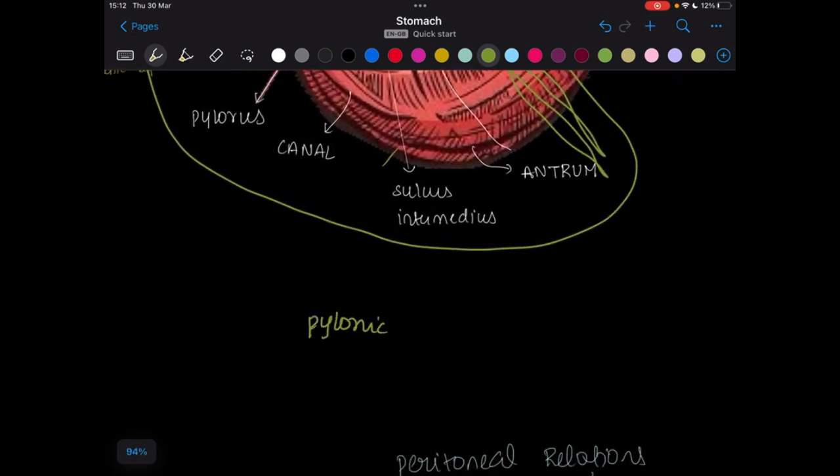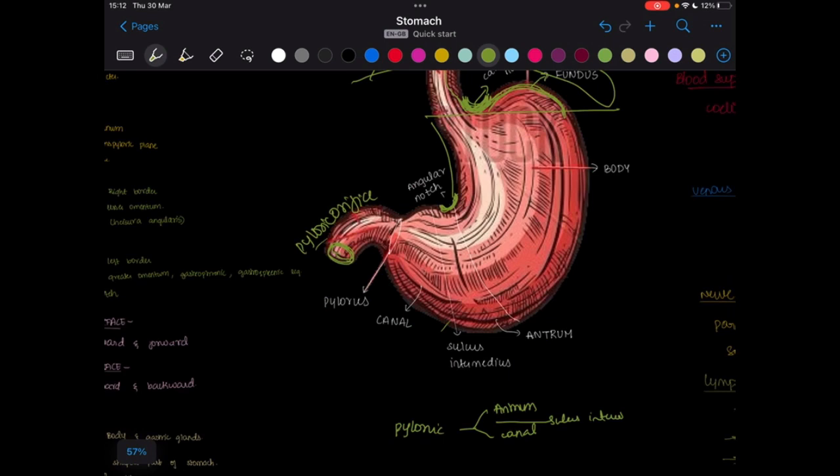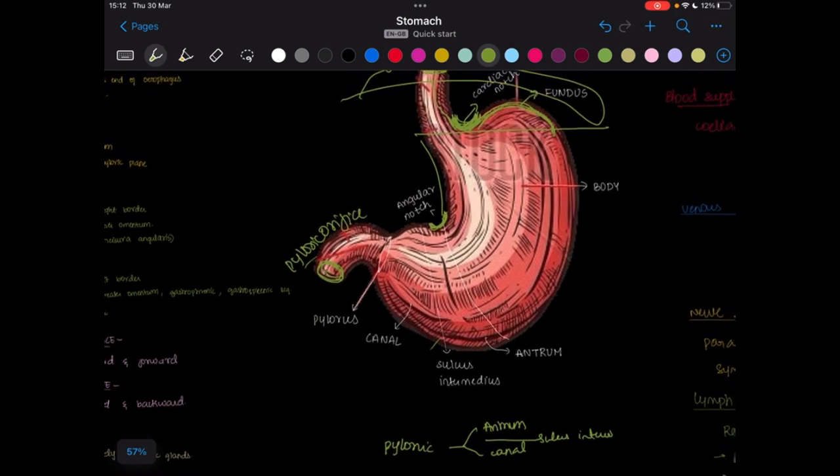This pyloric part is divided into 2 parts, the pyloric antrum and the pyloric canal, which are separated by the sulcus intermedius. Before we go into the pylorus, let me tell you, this is the lesser curvature and this is the greater curvature, as we all know. On the lesser curvature, the most prominent thing by which you can identify it is the presence of the angular notch.